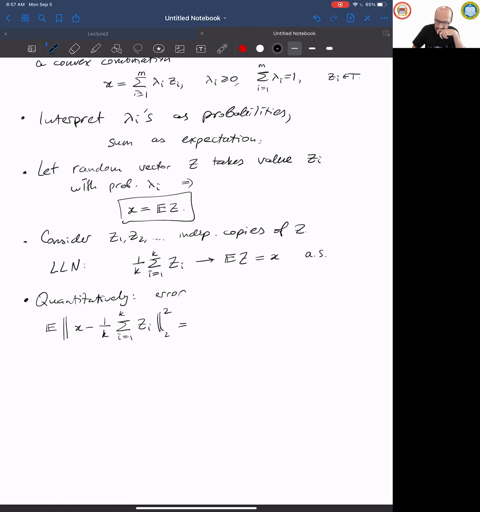Okay, let's see. So maybe I'll bring x inside here. It's expected value of 1 over k sum of zi minus x, like this. I just brought x into the sum because the sum is normalized. It's okay. Good. Well, we know that x is actually the expected value of z, and of each of the zi's as well. They're independent copies.